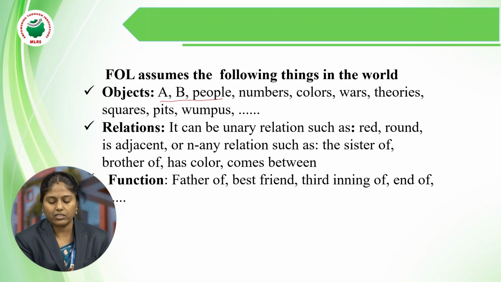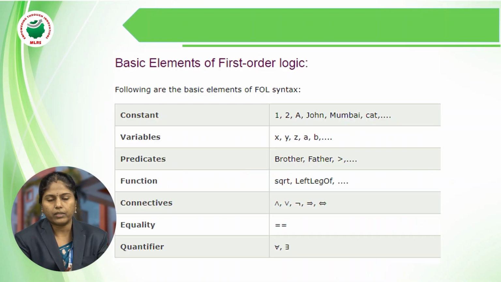And the next one is relations. Relations are things like sister of, brother of, has color, comes between. And the next one is function. What do we mean by function? Father of, best friend, third inning of, end of: all of this comes under function. These are the three things that we assume in FOL.